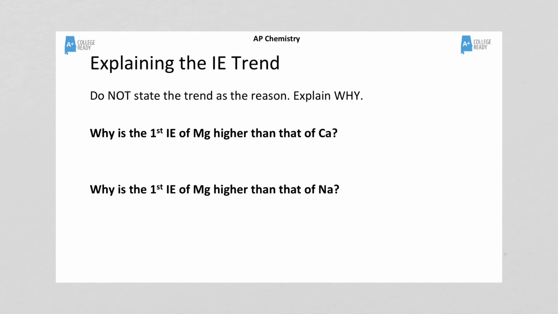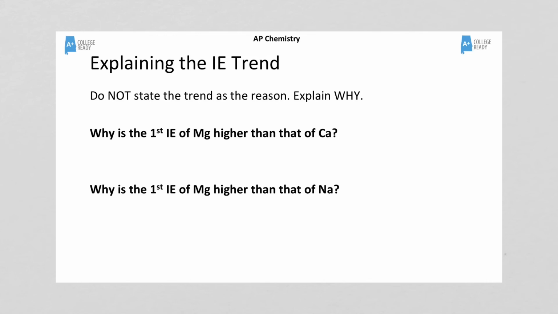Ionization energy trend, again, don't state the trend as we talked about earlier with atomic radius. Explain why. So if we're talking about magnesium and calcium, again, this is a group trend. So just as before, we need to talk about energy levels, where these electrons are located. If magnesium's ionization energy is higher than calcium, that means it's smaller. But we gotta talk about how that's happening.